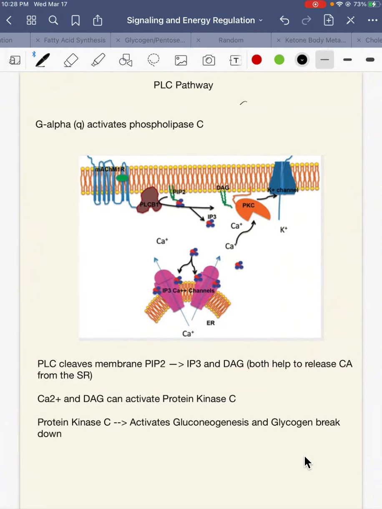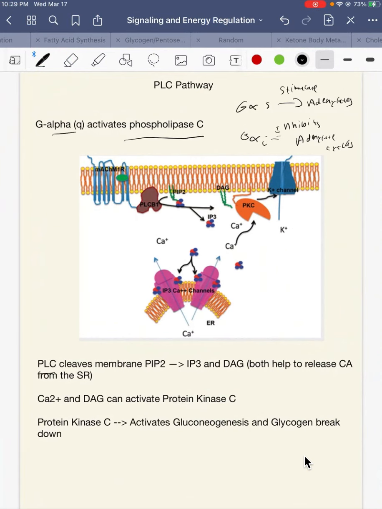So G alpha S stimulates adenylate cyclase. You also have G alpha I. Remember I said there are different G alphas. G alpha I inhibits adenylate cyclase. Okay. So you have G alpha Q. G alpha Q is different. It activates a different pathway. It doesn't even act on adenylate cyclase. It activates a protein called phospholipase C, or you can call it PLC.